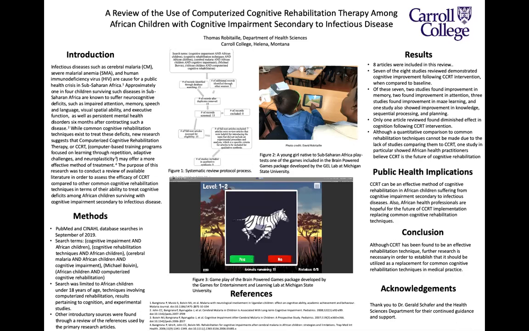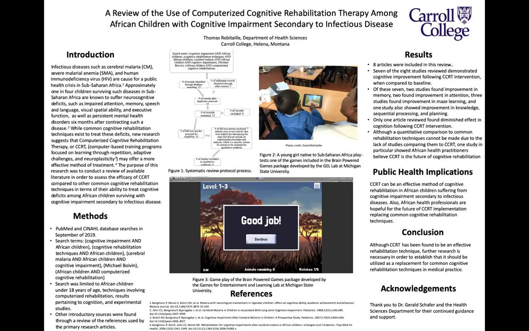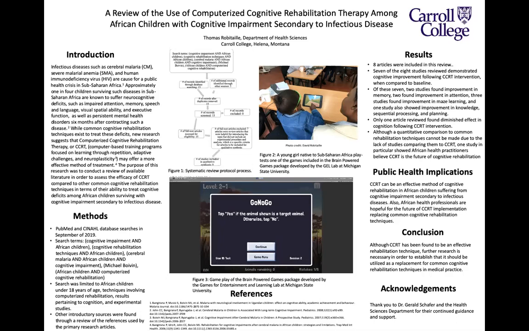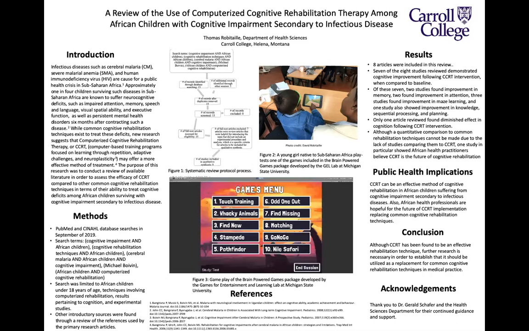My search was limited to African children under 18 years of age, techniques involving computerized rehabilitation, results pertaining to cognition, and experimental studies. I also used some introductory sources that I found through a review of the references used by the primary research articles. You can see in figure 1 the systematic review protocol process. This basically shows that I had originally found 15 articles, but boiled it down to 8 articles that I would use in my systematic review just based on my inclusion and exclusion criteria.